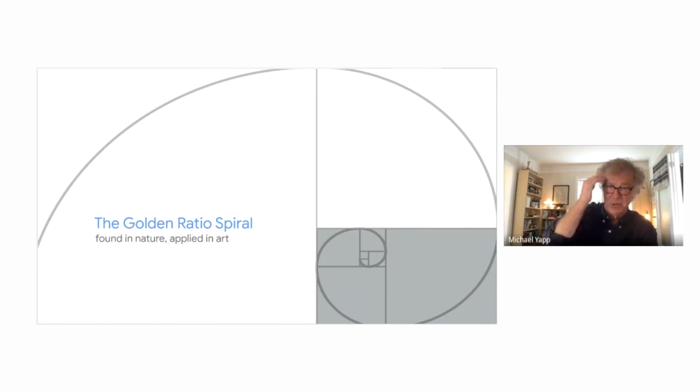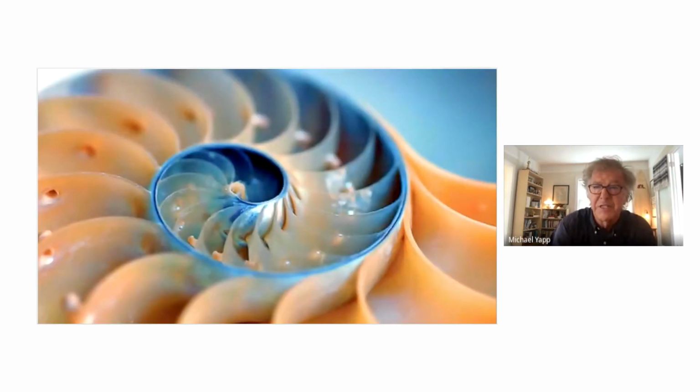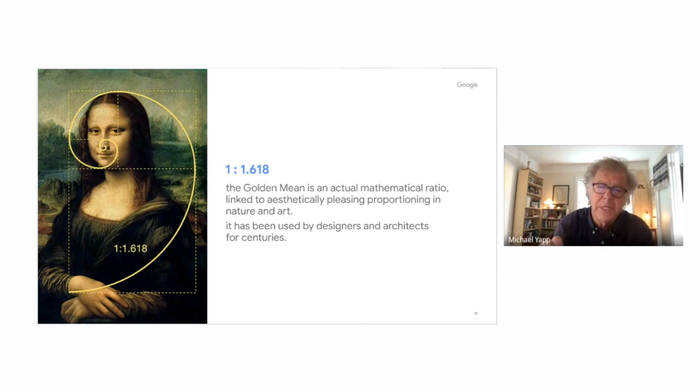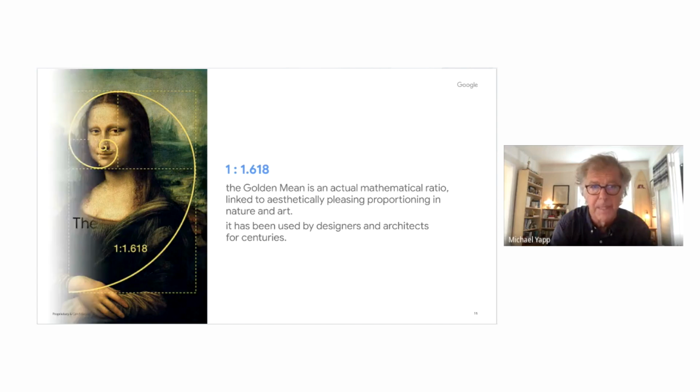This right here is known as the golden spiral, ratio spiral, and it's found in nature and it's applied in art. So for example, here it is in a shell. This thing is the personification of art equaling math. And when we think about this, this ratio is 1 to 1.618. It's the golden mean, and it's an actual mathematical ratio linked to aesthetically pleasing proportioning in nature and art. And it's been used by designers and architects for centuries.